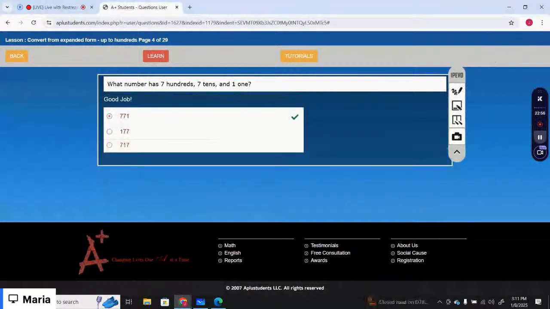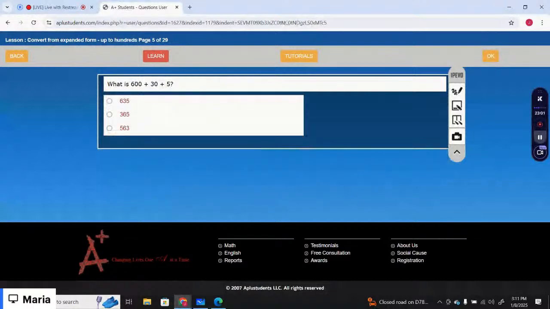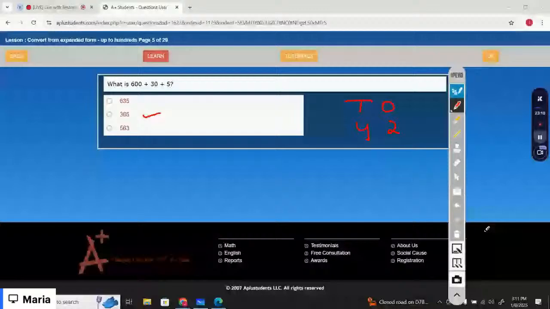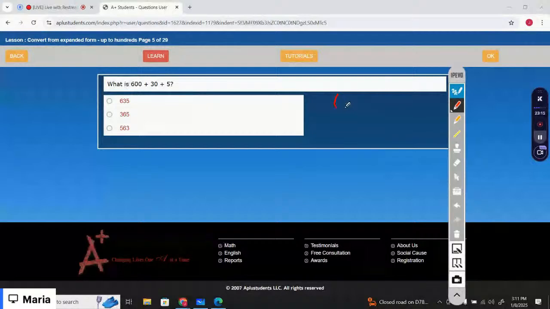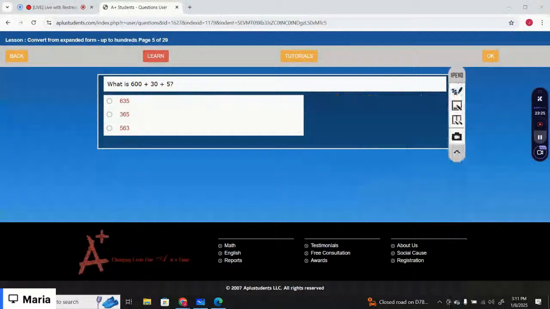The next one is, what is 600 plus 30 plus 5? So as I have already explained, that is actually the number written in expanded form. How do we make a number from the expanded form? You can simply add them, like you add the numbers simply. 0 plus 5 is 5, 3 plus 0 is 3, and 6, the number they make is 635. Option number 1 is the correct option.